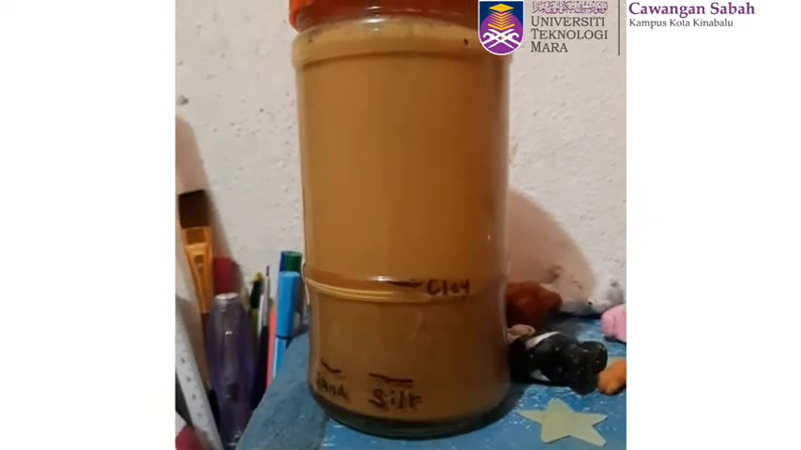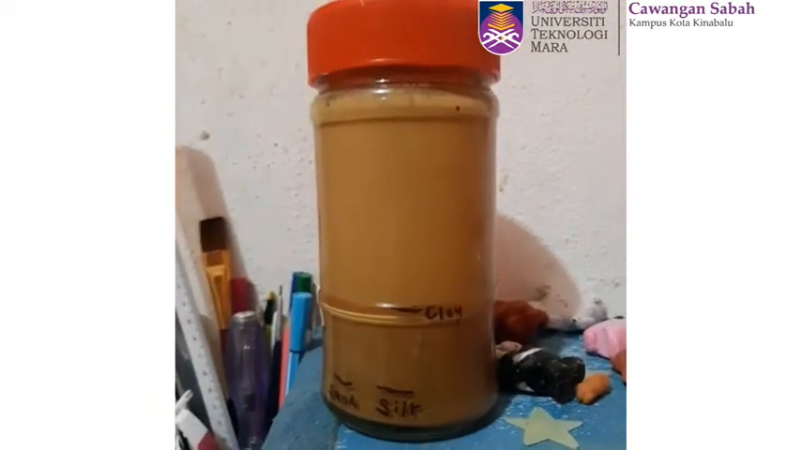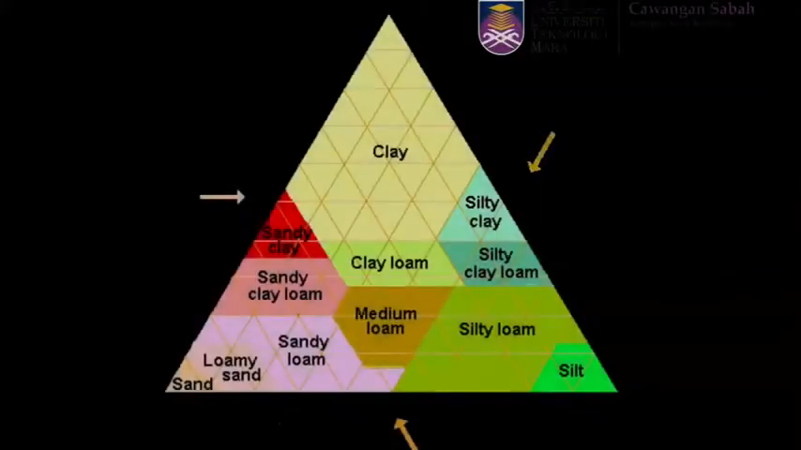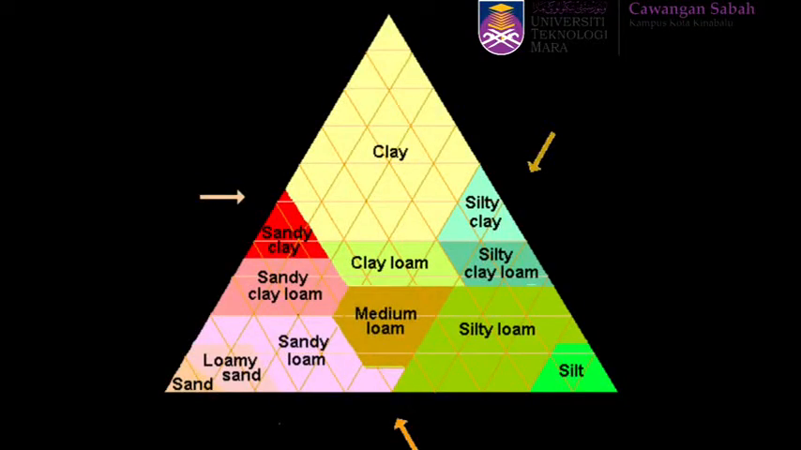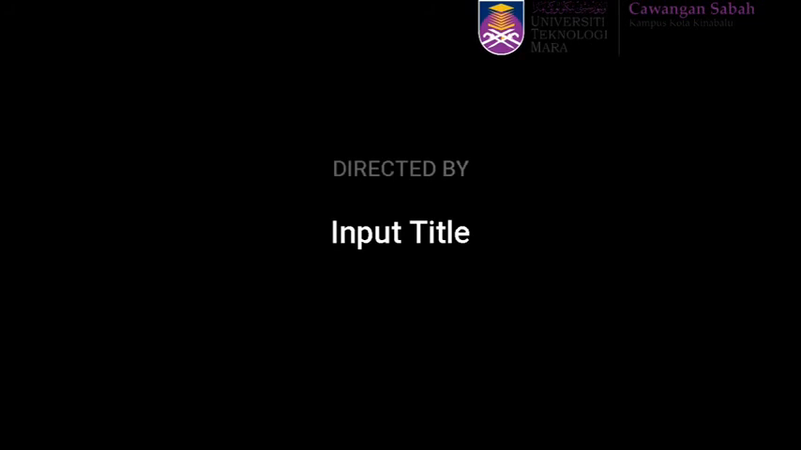And this is the final result after leaving it for 6 hours. Lastly, I use the triangle method to calculate the percentage of sand, clay, and silt that forms in the soil that I have experimented on just now.